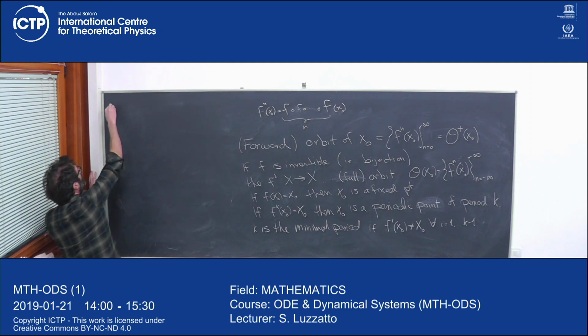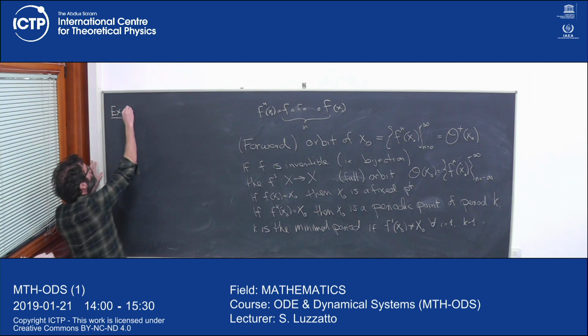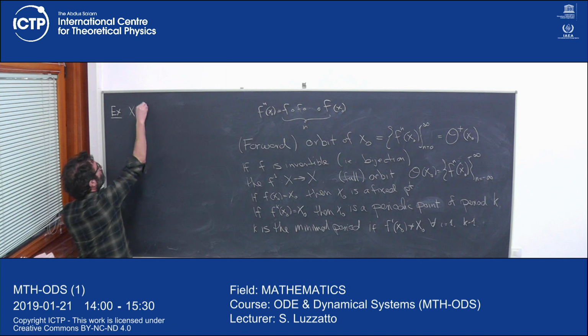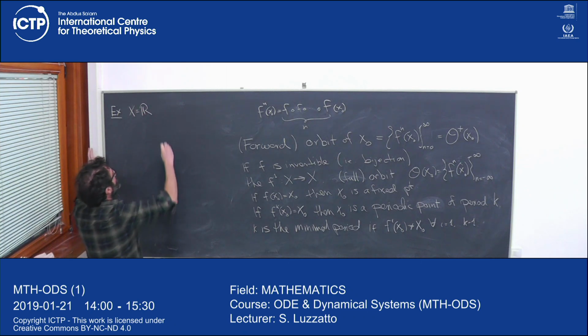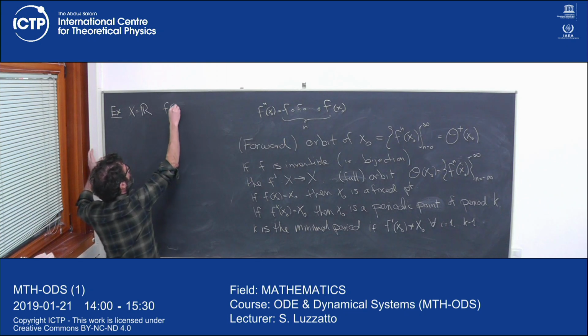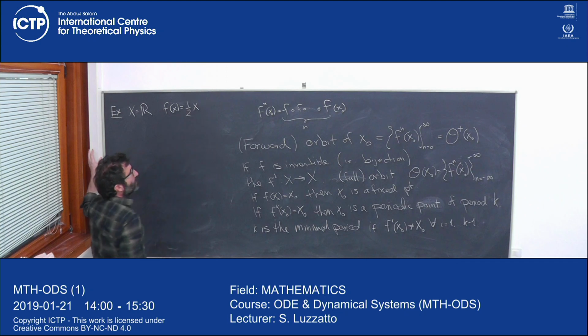Okay. So as the first example, let's suppose X is the real line. And let's take f of x equals 1/2 of x.